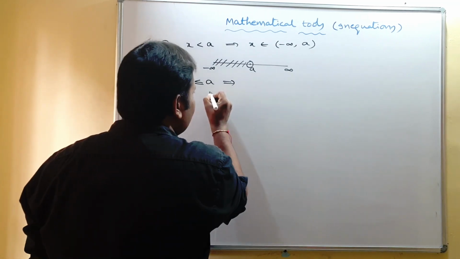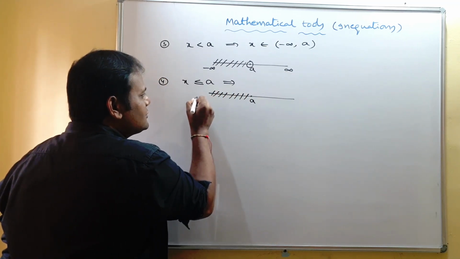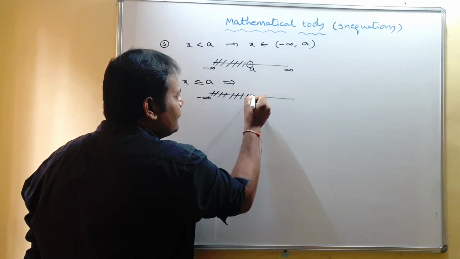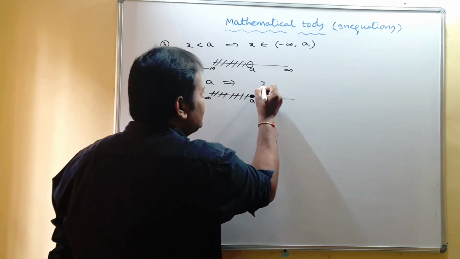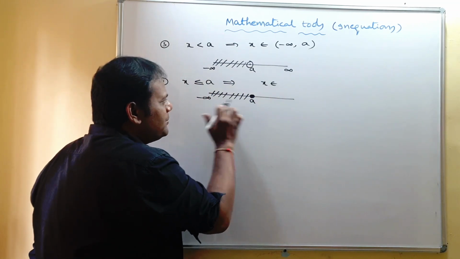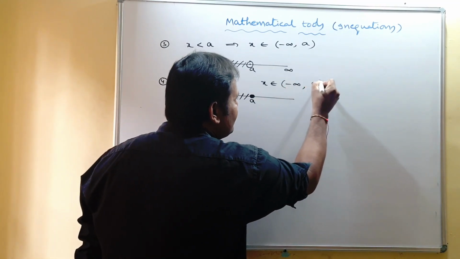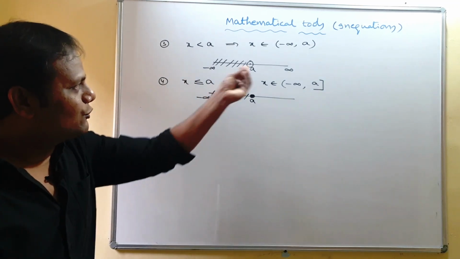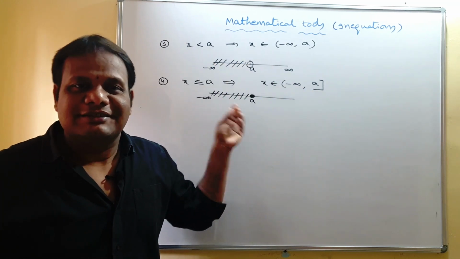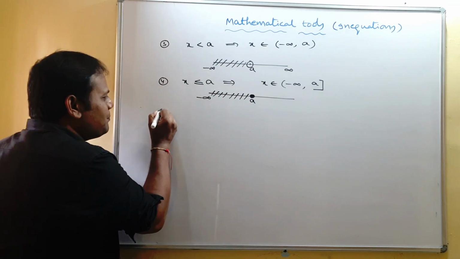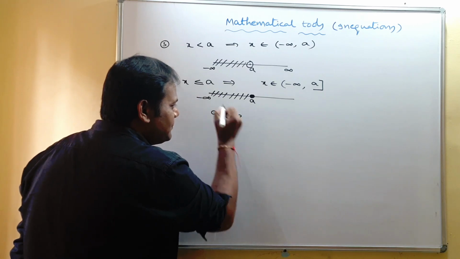Coming to fourth one, suppose it is x less than or equal to a. X less than or equal to a means again we take all the values left side to a and also a. A is included. So we have taken one dark circle at a. We can represent this as every value between minus infinity and a and also a. So open interval minus infinity to closed interval a. So this is the way of giving solutions to the inequations. Is it clear?